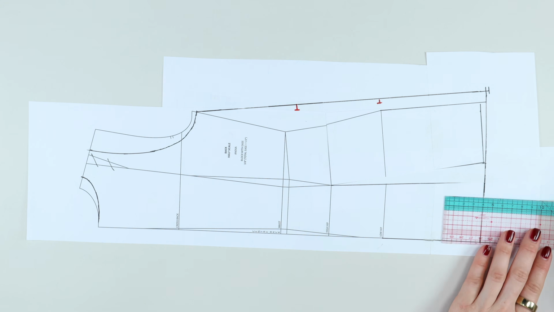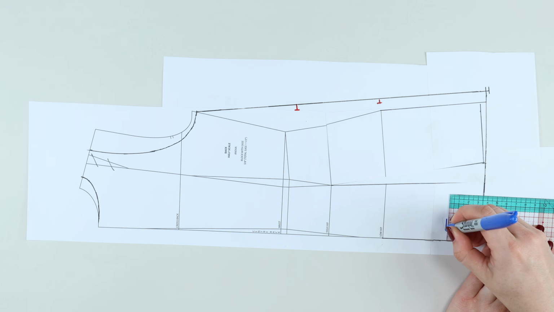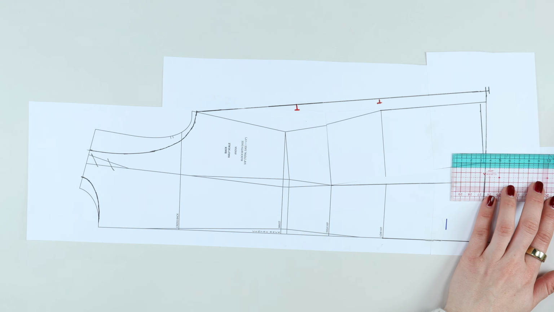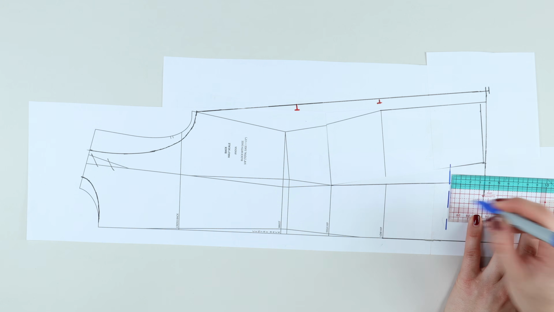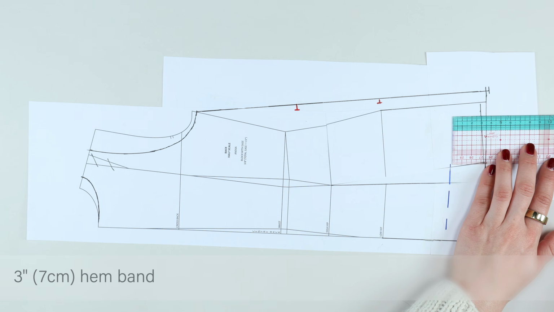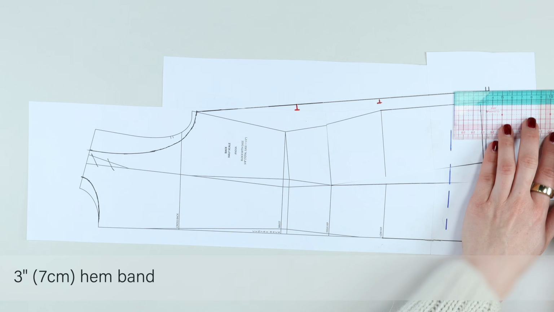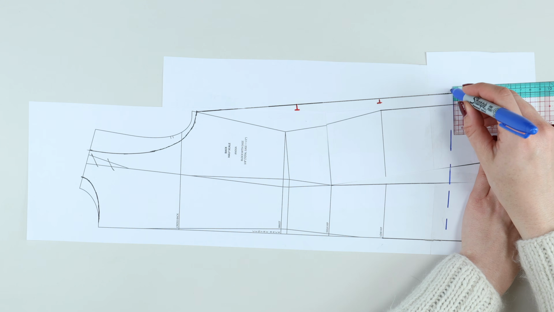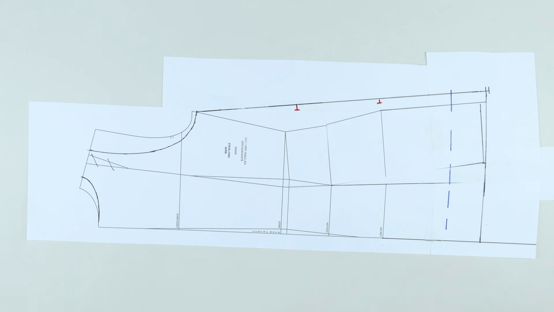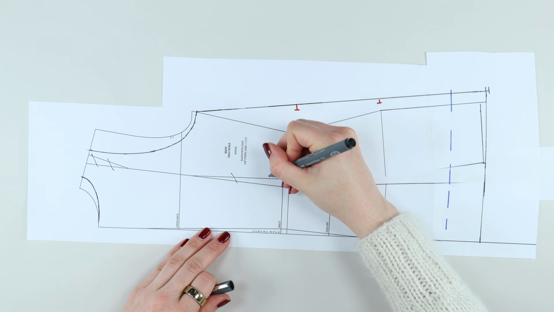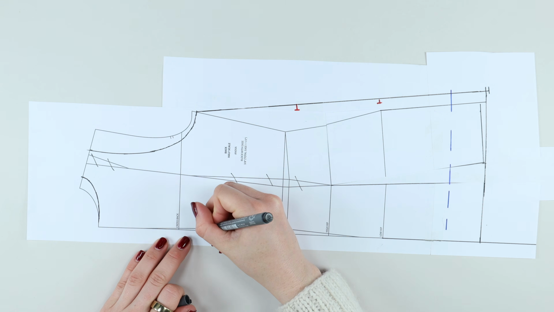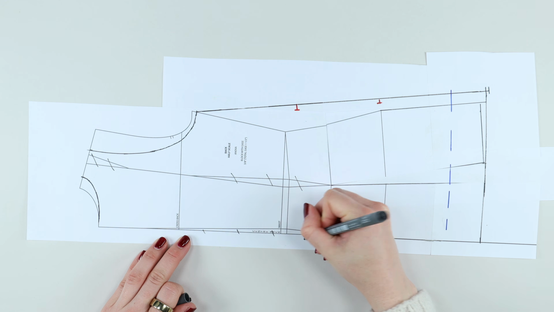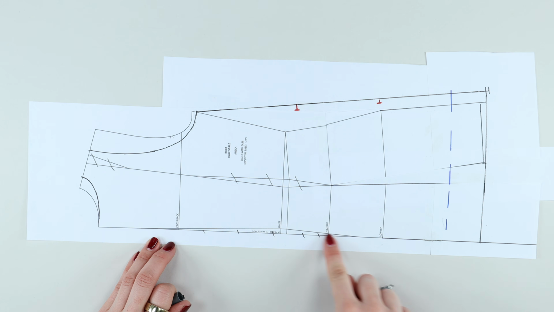Just like with the front pattern, you're going to want to add the other elements to this master pattern so that we can trace off the separate pattern pieces. The hemband needs to be marked on in the same way, measuring up 7 centimeters or 3 inches from the hem. I will mark the hemband in blue to differentiate it for you. You can cross out the waist dart in the center of the pattern, as this will not be used, as well as the shaping dart at my center back. I will be using a straight line for the center back of this pattern.